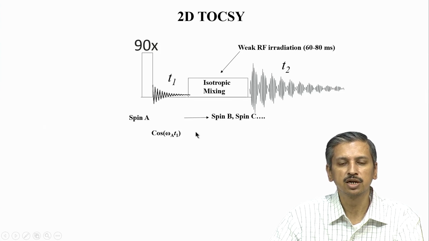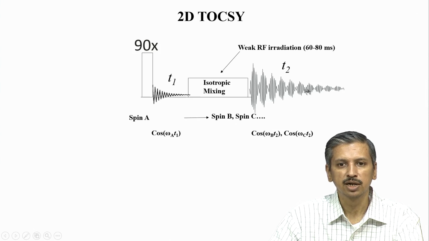We will see in a few examples that A can be transferred to a long chain, but if there is a break it does not work. As long as A to B is coupled, B to C is coupled and so on, it can be transferred. Once the magnetization from A is transferred to B, C, D and so on, this isotropic mixing block is over, and then you start detecting whatever has been transferred. So, that transfer is now detected.